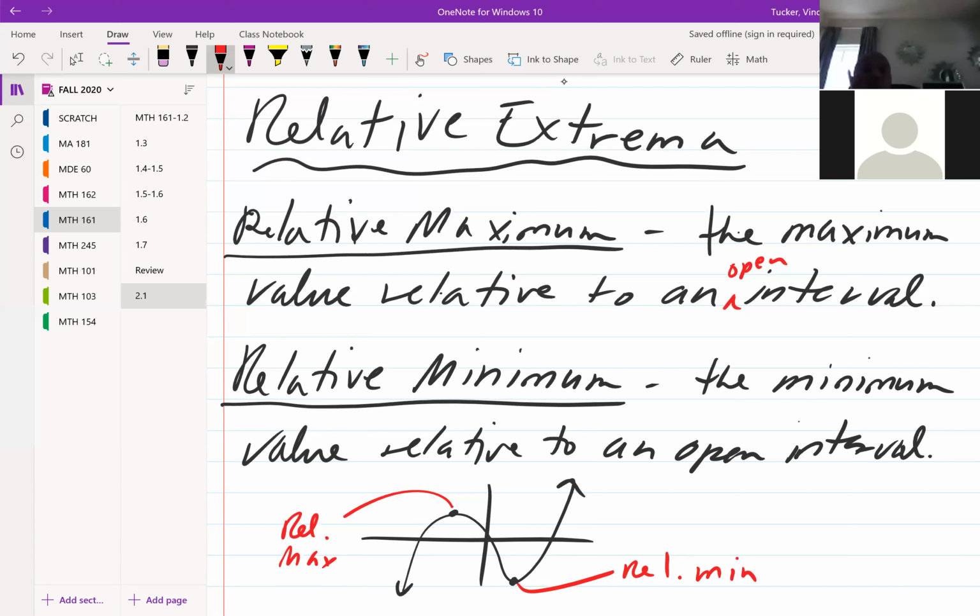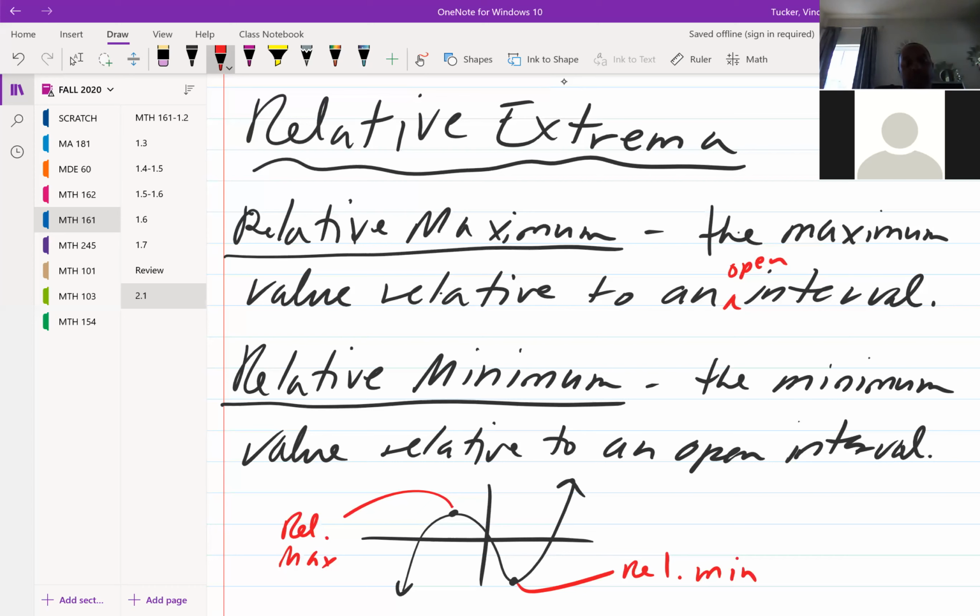All right. So, relative extrema. We were talking about the relative maximum and relative minimum. The relative maximum will be the largest value relative to an open interval. So if you have your interval, the largest value in that interval would be your relative max. And your relative minimum would be the smallest value relative to an open interval. So if you have an interval, the smallest value in that interval would be your relative minimum.